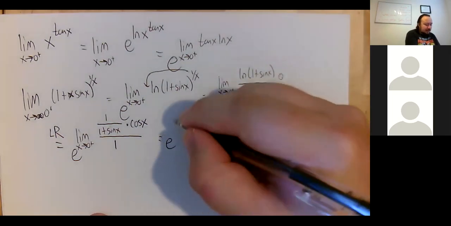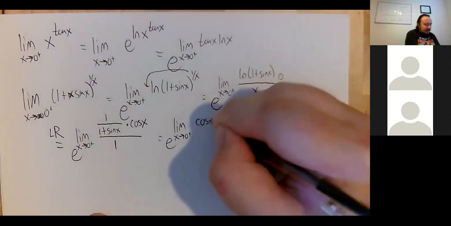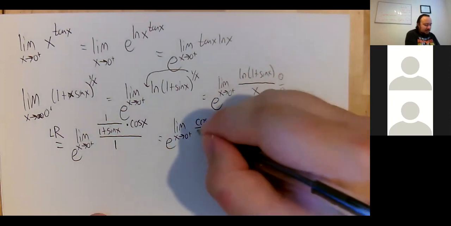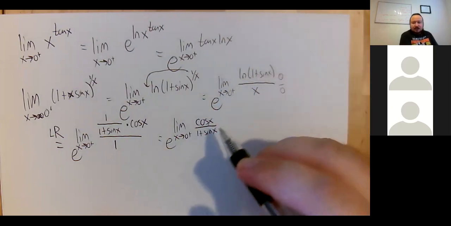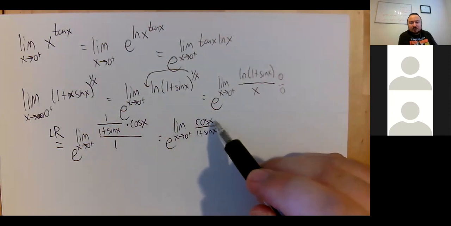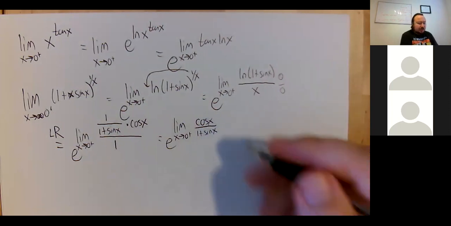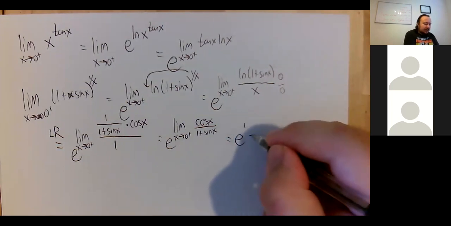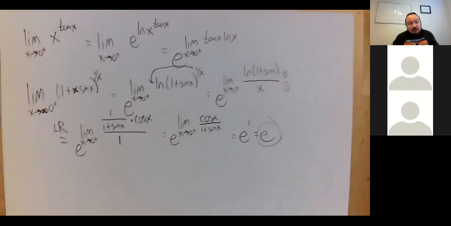I could rewrite this. So I have cosine of x, then I have 1 plus sine of x here. Now I go ahead and try to plug in 0 again once I clean everything up. Cosine of 0 is 1, and then 1 plus sine of 0 will also be 1. So it turns out that this will be e to the 1, or e, for this limit.